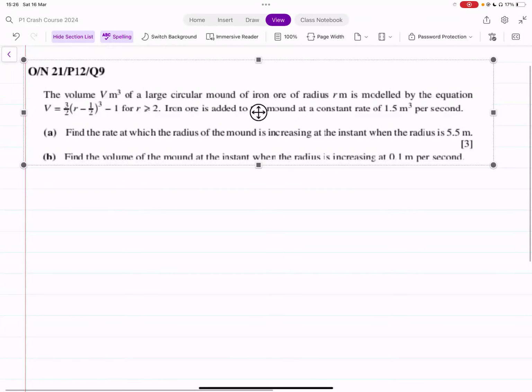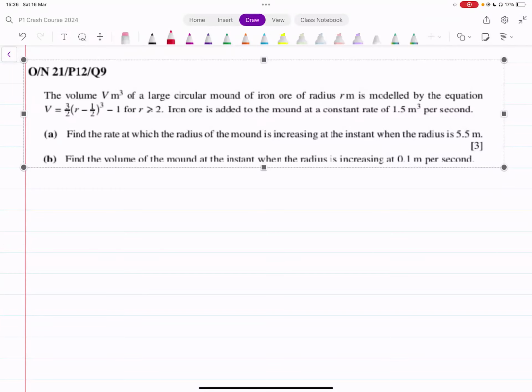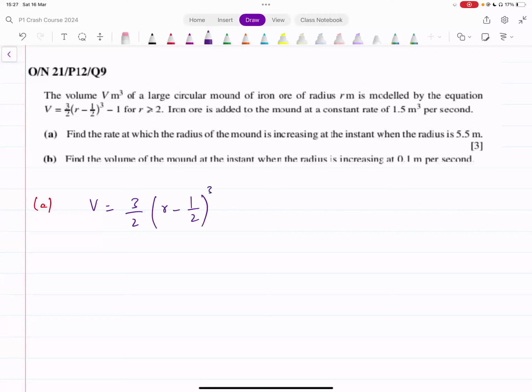Okay, let's think about this. Part A. What information are we given? We are given that the volume is modeled by this equation. So this is what volume is: V equals 3 over 2 into (r minus 1 over 2) whole cube, minus 1. And we're also given that r is greater than or equal to 2. So this is only defined for r greater than or equal to 2.